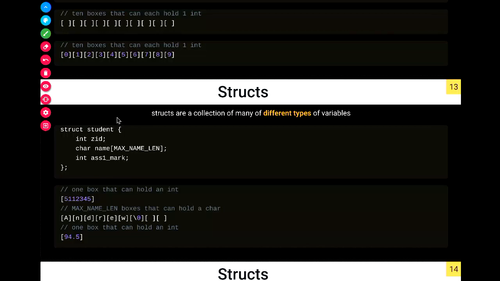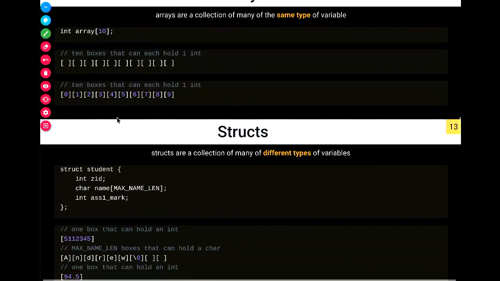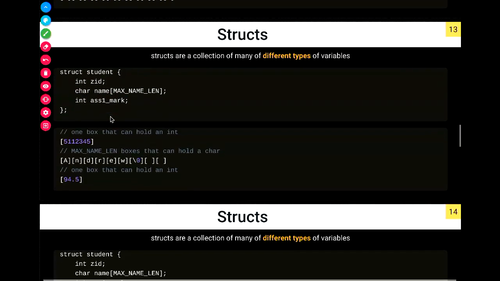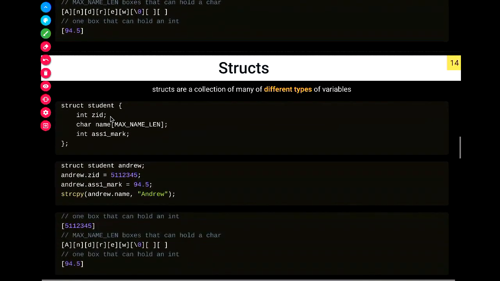So when you have an array, it's a whole bunch of the same type of variable glued together. Like an array of ints, you've got 10 ints all glued together. A struct is a collection of many different types of things. So a student struct, you might have a ZID, an int, a string for their name, and an assignment 1 mark, for example. The usefulness of a struct is that we have a way of combining a bunch of data together in a way that makes it easier to work with.